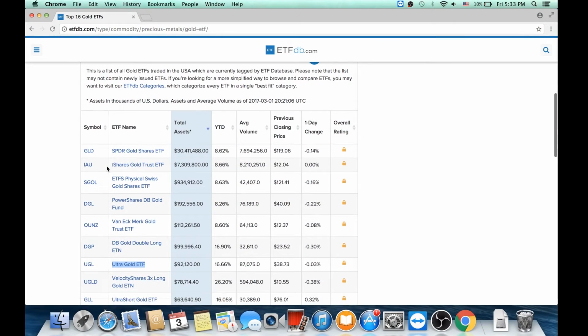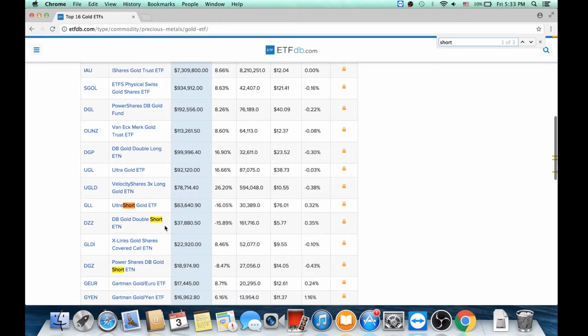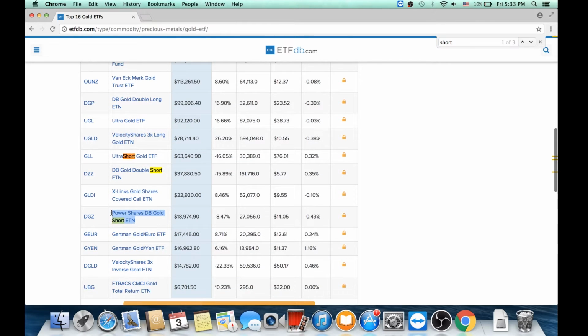iShares is the same. So if there's a short, let's say short, ultra short is leverage, double short is leverage. This one is a 1-to-1 ratio short. If gold goes down 1%, you will lose 1%. So it's not 100% correlated, but it's really a good tool. It's more likely 0.8 to 0.9-ish correlation, which is pretty high right now.